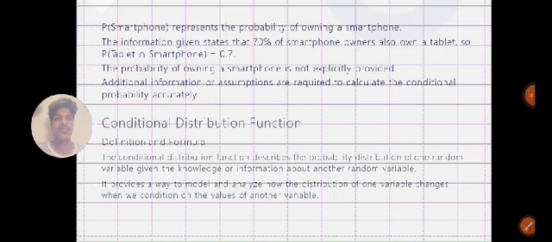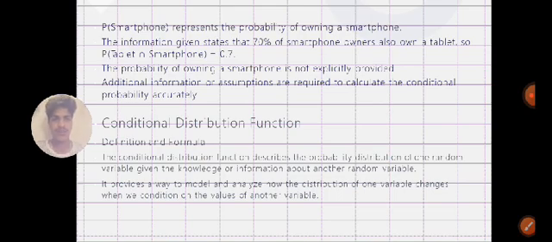The information given states that 70% of smartphone owners also own a tablet. So P of tablet intersection smartphone equals 0.7. The probability of owning a smartphone is not explicitly provided. Additional information or assumptions are required to calculate the conditional probability accurately.